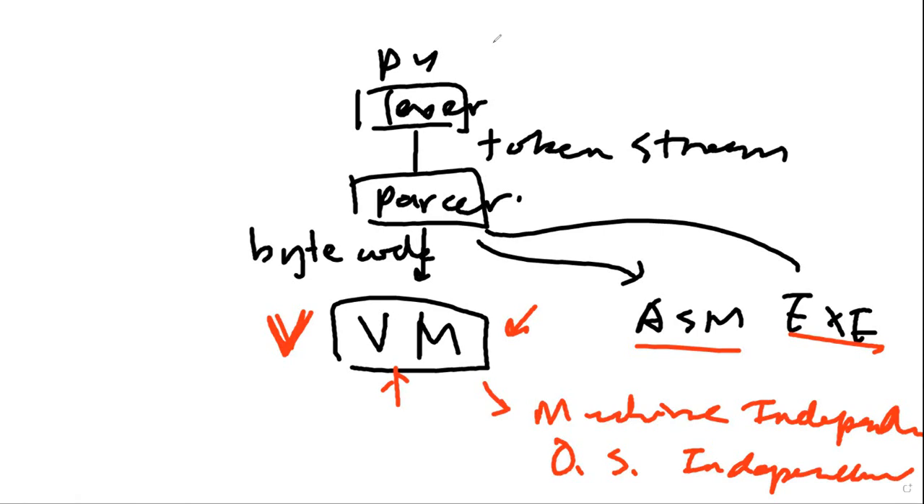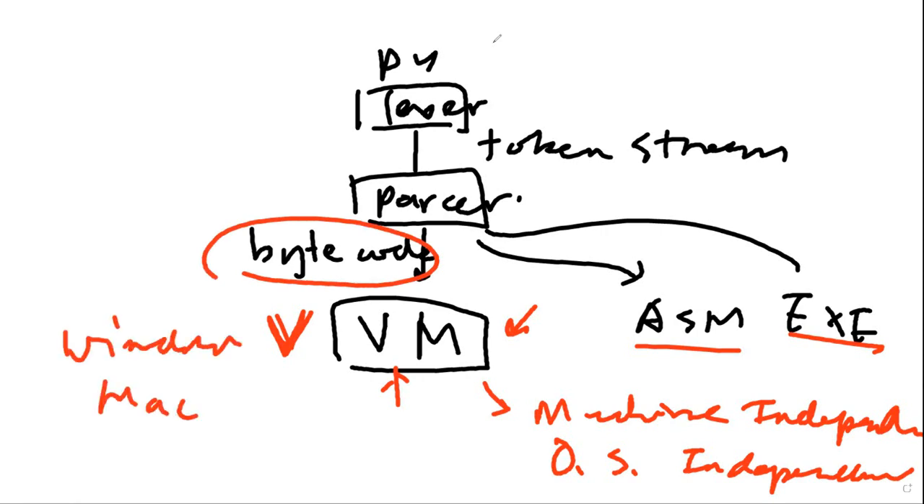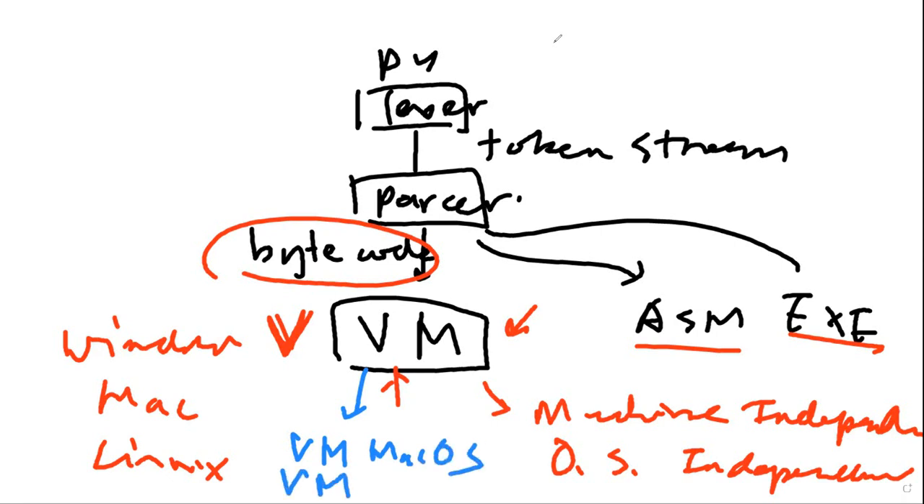Because it's platform independent, the bytecode that you generated on a certain machine, say using Windows, or using Mac, or using Linux, is the same code. But the virtual machine will be written for different machines or different OS. There may be a virtual machine on Mac OS, and there is a virtual machine on Windows. These virtual machines are different, but their input is the same.